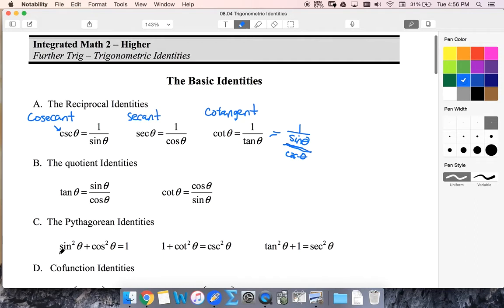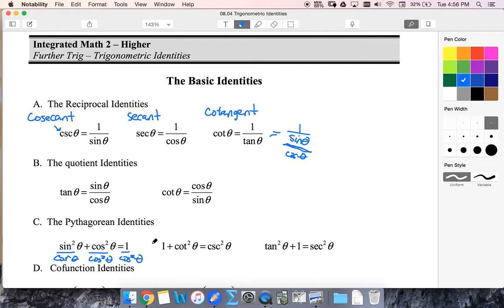So for example, if we divided through by cos squared theta, well, sine squared theta over cos squared theta we know is tan, so that becomes tan squared theta. Cos squared theta over cos squared theta is 1. 1 over cos squared, well, we said 1 over cos is secant, so 1 over cos squared is secant squared. If I had divided everything by sine, I would have ended up with this identity.